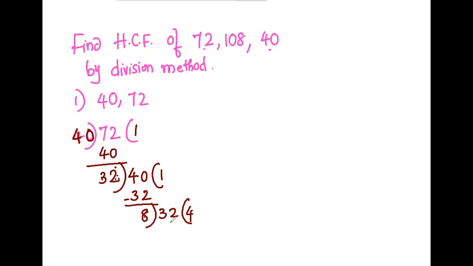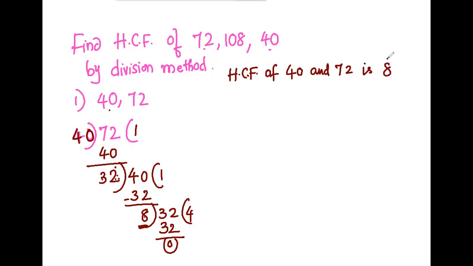8 fours are 32. So what is the HCF of 40 and 72? Yes, it is 8. The last divisor is taken as the HCF. HCF of 40 and 72 is 8.